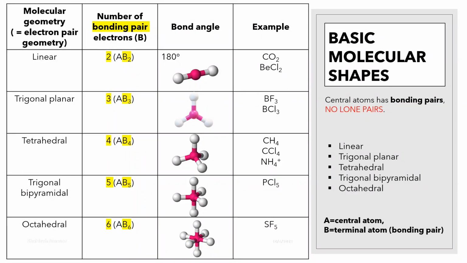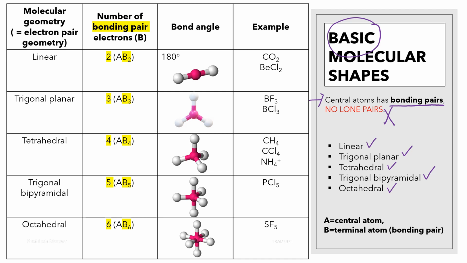Here are the basic molecular shapes according to VSEPR theory. So why is it called basic molecular shapes? This is because the central atom only has bonding pairs around it and there is no presence of lone pairs on the central atom. Since there are bonding pair electrons only on the central atom, the only type of repulsion that exists is bonding pair repulsion. And that bonding pair repulsion will give us linear, trigonal planar, tetrahedral, trigonal bipyramidal and octahedral geometry or shapes.